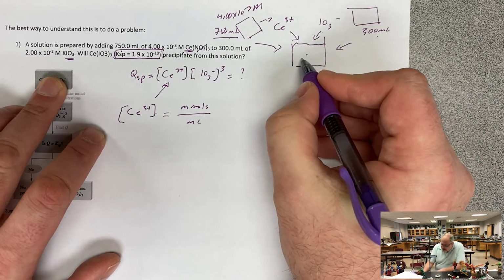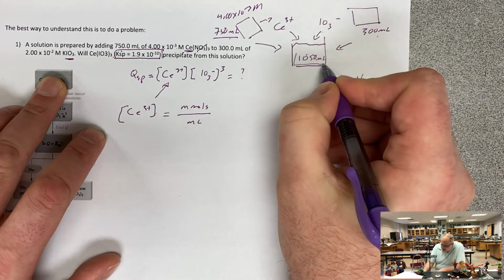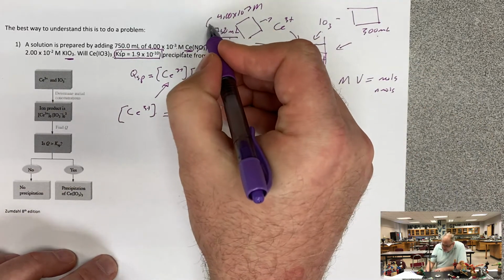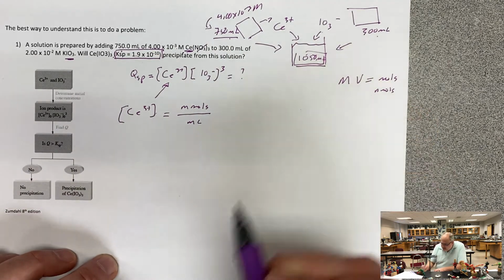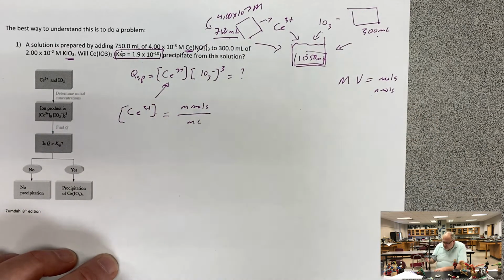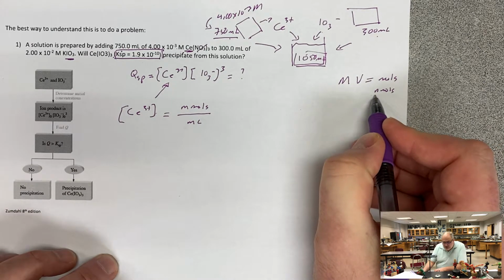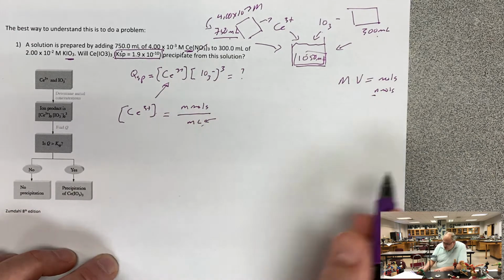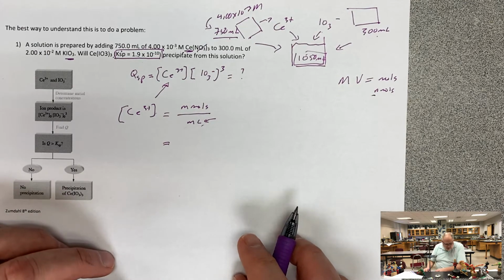The overall volume, if we add them together, isn't it 1,050 milliliters? And what that means is that the molarity that we had, which was for 750 milliliters, is not the molarity that we're going to have in 1,050. So there's two ways you can go about doing it. One is you can figure out the moles first and then divide it by the new volume, or you can do it all in one step. I'm going to choose to do it in one step, and here's how we'll do that.